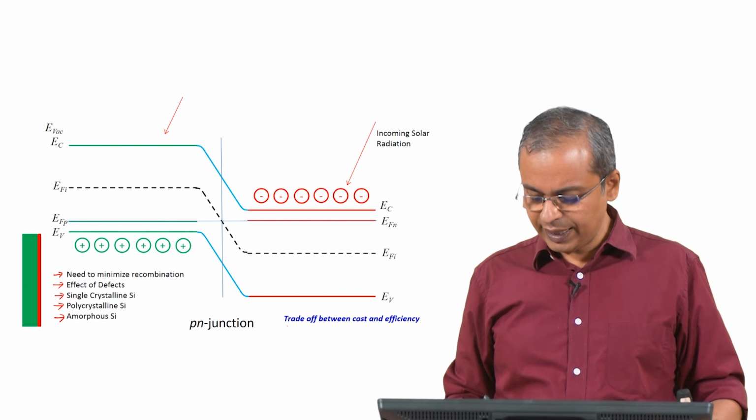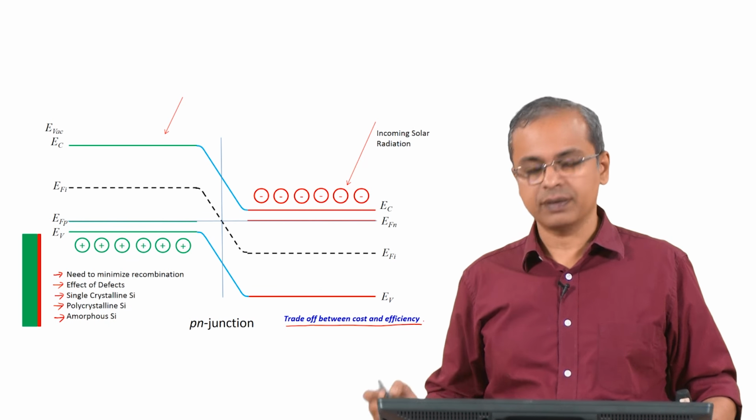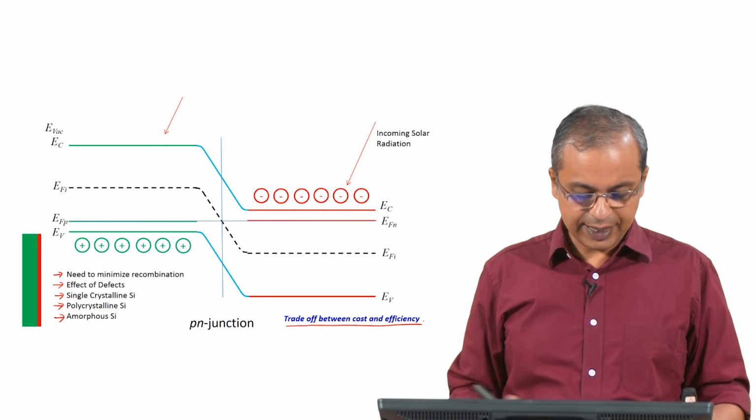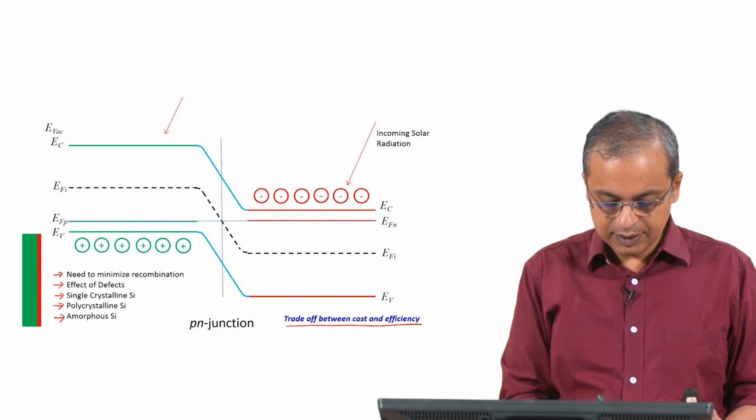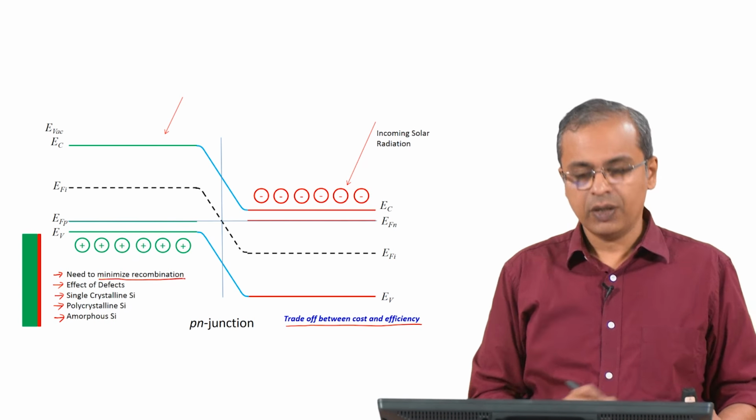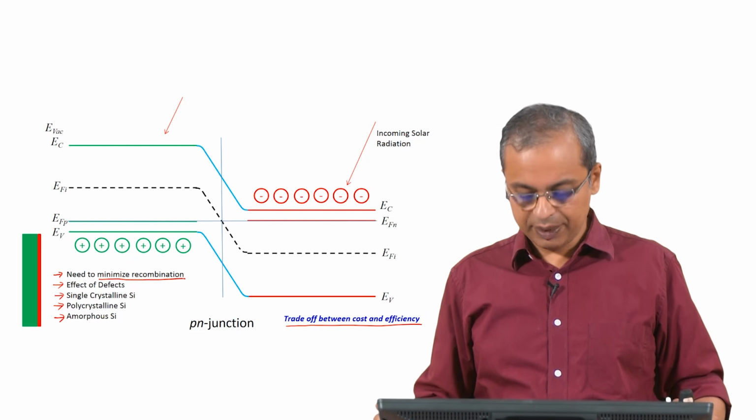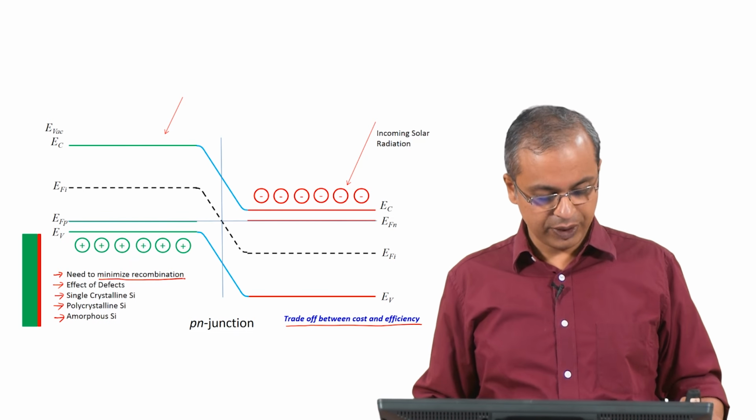So, it is basically a trade off between cost and efficiency, with the idea being that you would like to minimize recombination. You will never eliminate it, but you will simply want to minimize it. So, this is something that we would like to keep in mind.